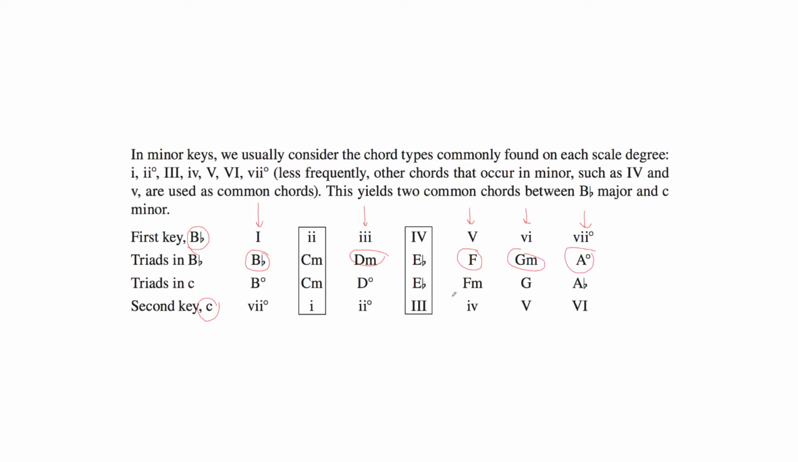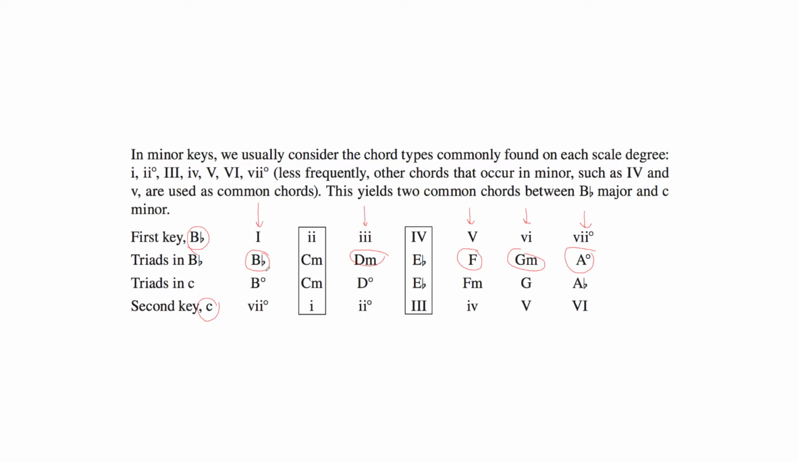For example, F major, because of the A natural that the chord contains, is not a diatonic, a usual member of C minor. If we think about the ascending melodic minor scale, we can find that chord there, but it is not usual. The usual one is F minor as fourth degree of C minor.